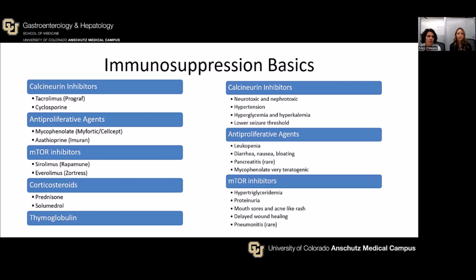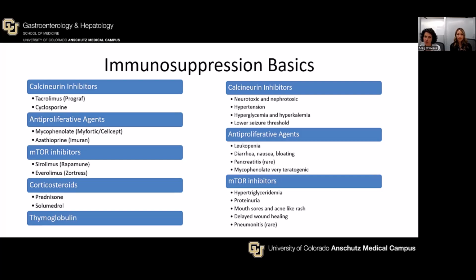So next, the mTOR inhibitors. So this would be sirolimus and everolimus. These medications work to prevent T cell replication and carry some side effects. Not surprising. So mTOR inhibitors, you can see protein in the urine. So we monitor for protein in the urine annually on these patients.